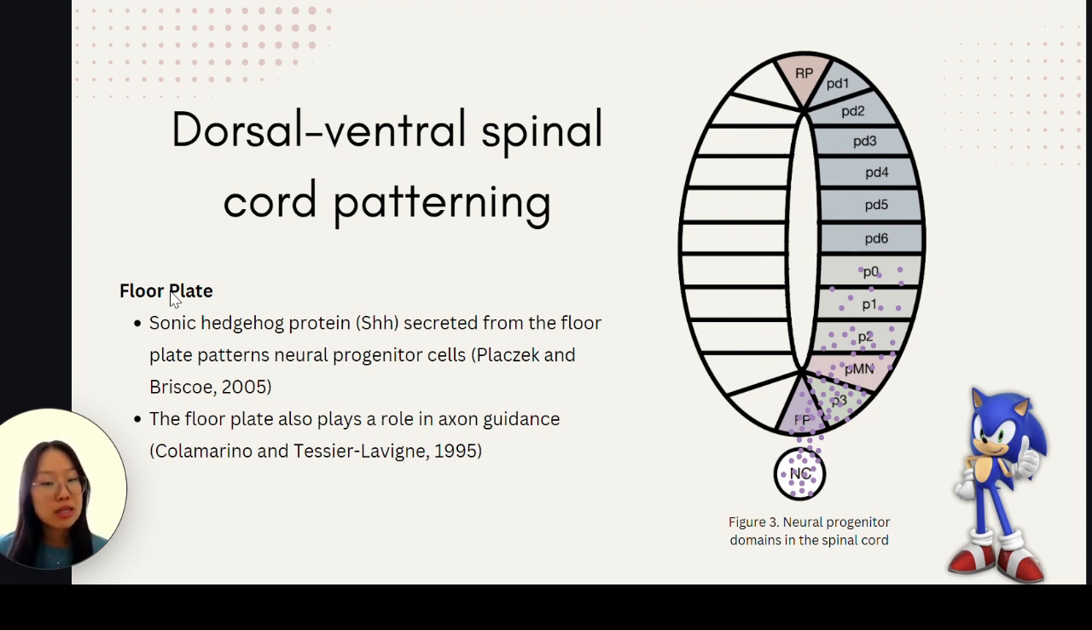The floor plate, along with the notochord, secretes a protein called sonic hedgehog. As it's being secreted, this sonic hedgehog protein will form a gradient, and this gradient is what determines what kind of neurons the progenitor cells in the neural tube will differentiate into. In addition to secreting sonic hedgehog, the floor plate also plays a role in making sure that the neurons have axons that are forming the right connections.